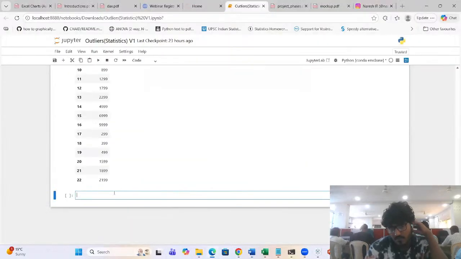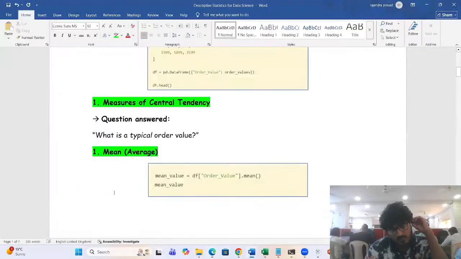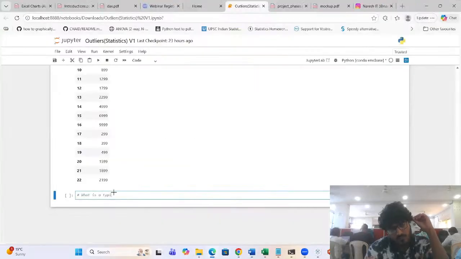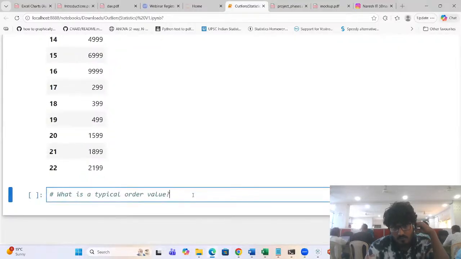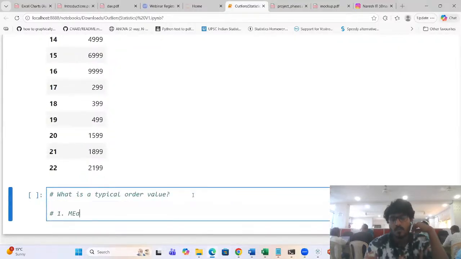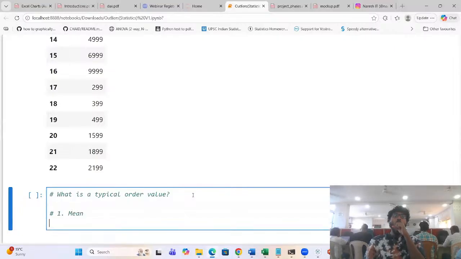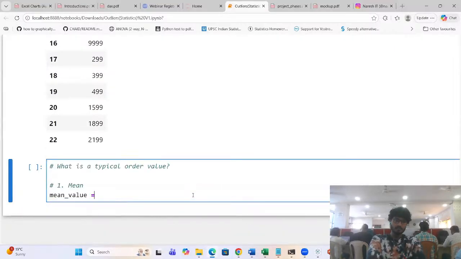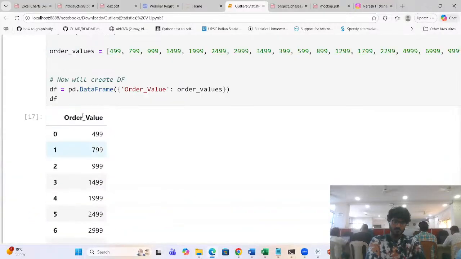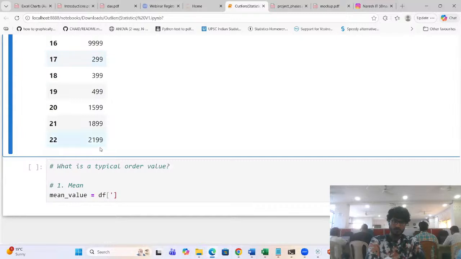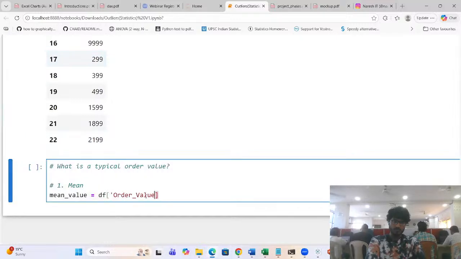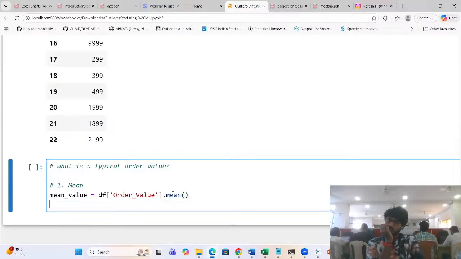What question are we asking? What is a typical order value? We wanted to address this particular problem, so we are going to use the mean. How can you calculate the mean? mean_value is equal to, you select the data frame, and in the data frame, for which column do you want to find it? Order value. Copy this, paste it over here, and on top of it you apply the function called mean. Whenever you do this, you get a mean value.